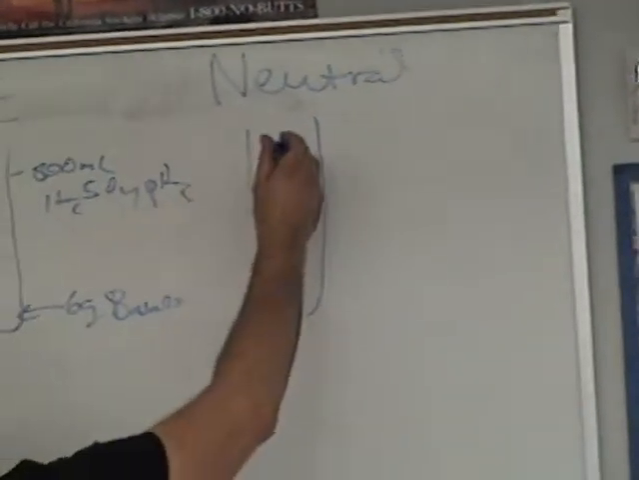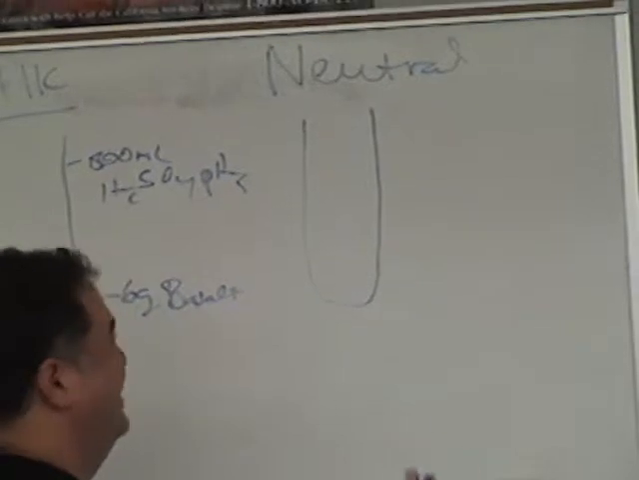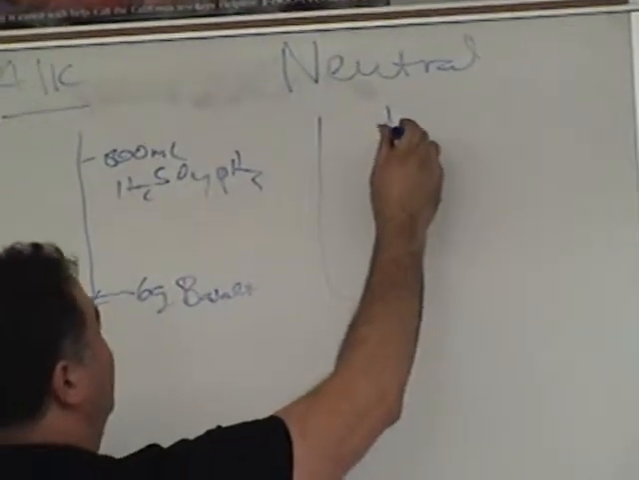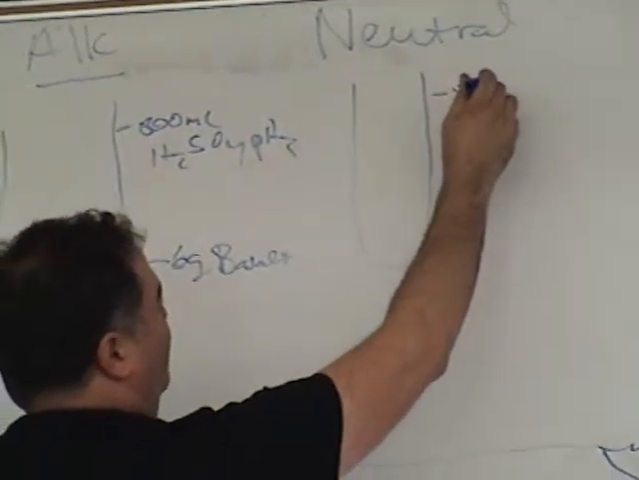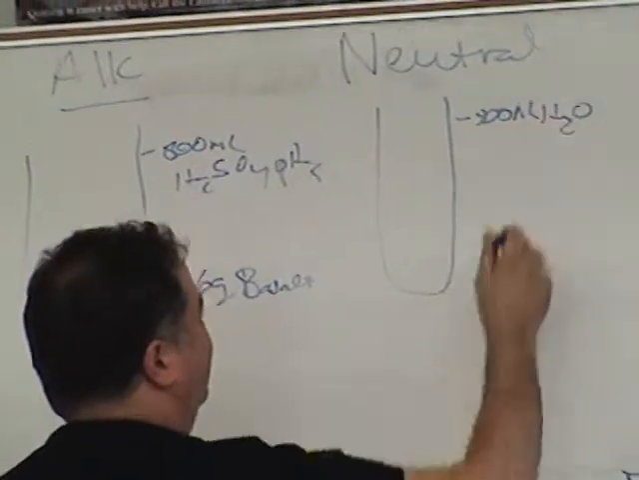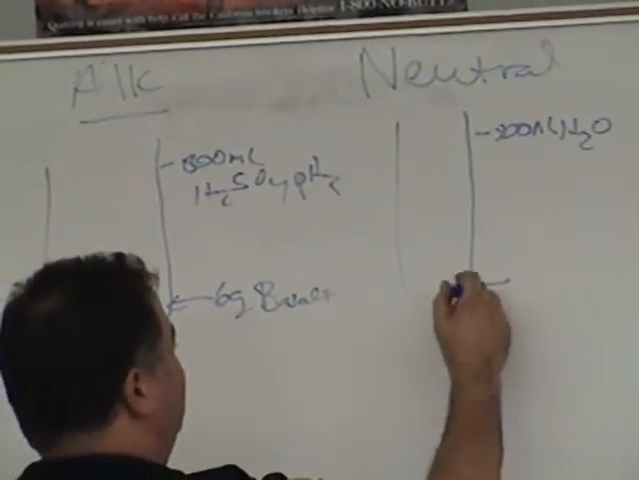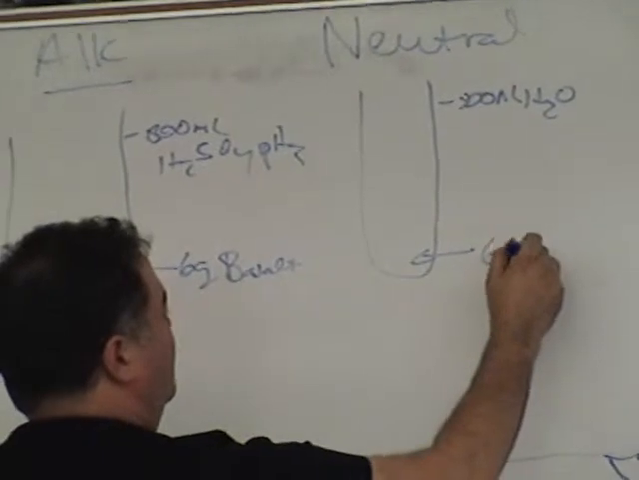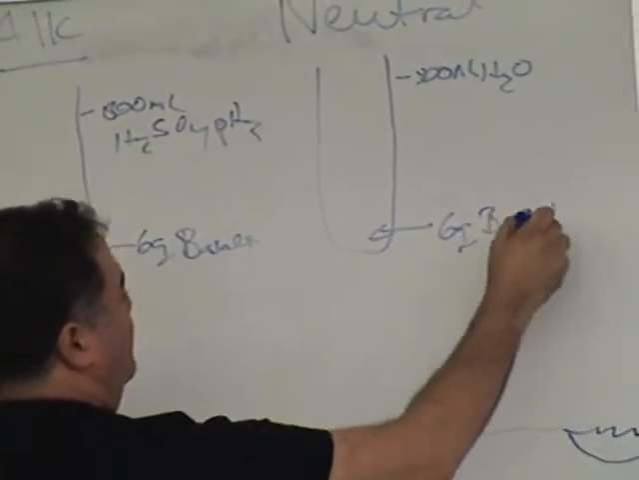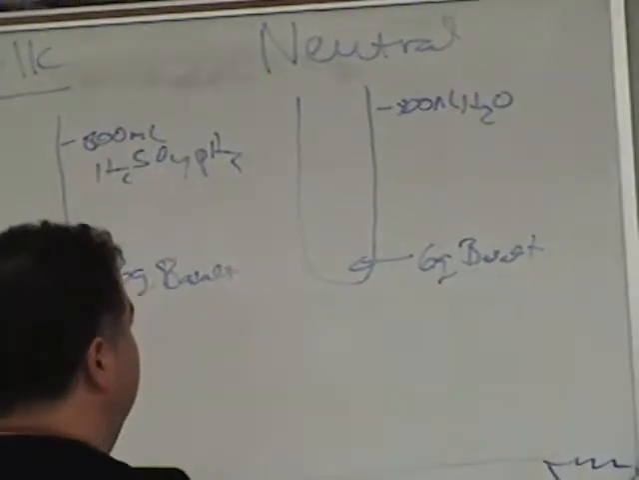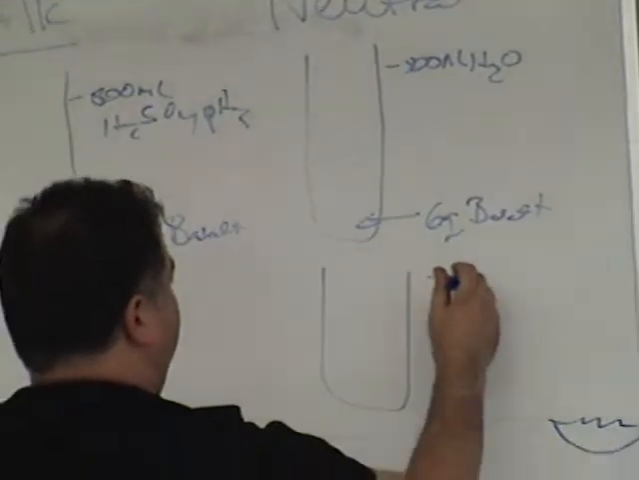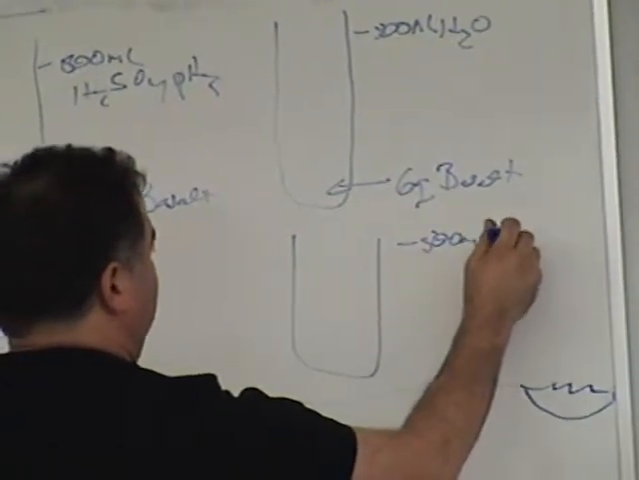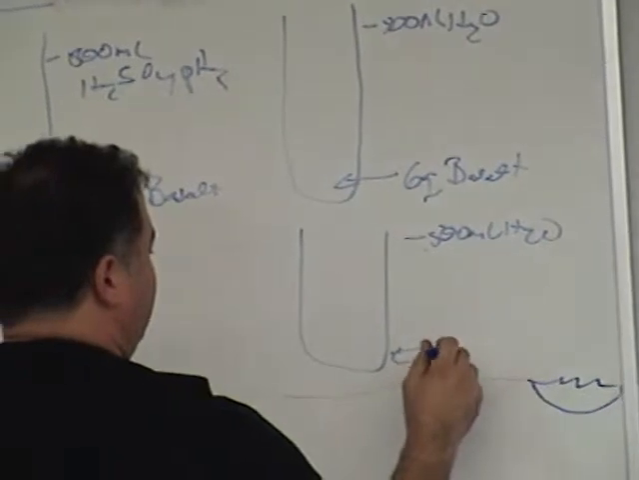And then for the neutral group, yeah, it'd be great to do pH 1, but that gets a little crazy. So for the neutral group, we're going to do 500 mL of water, H2O, and 6 grams of basalt. And they're going to do a second container with 500 mL of water and 6 grams of andesite.